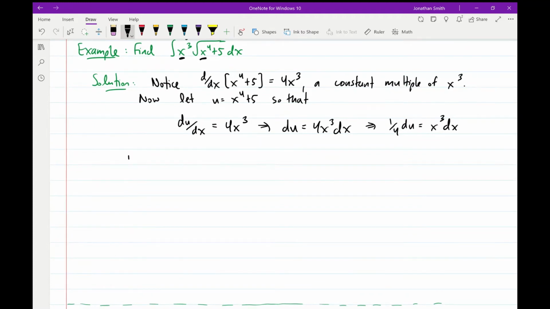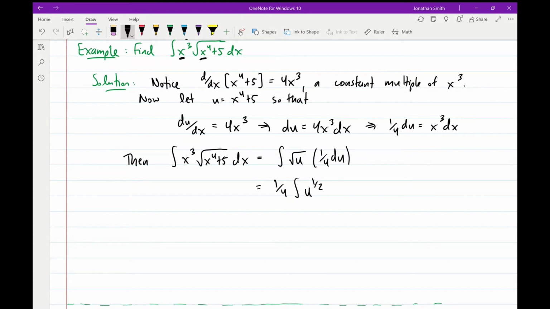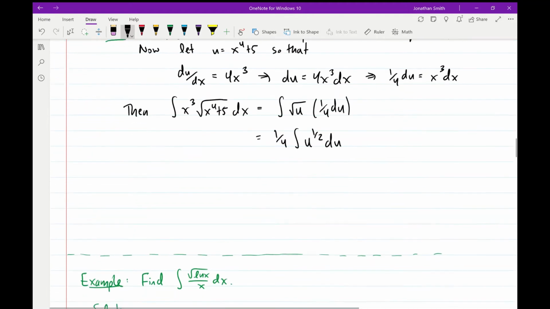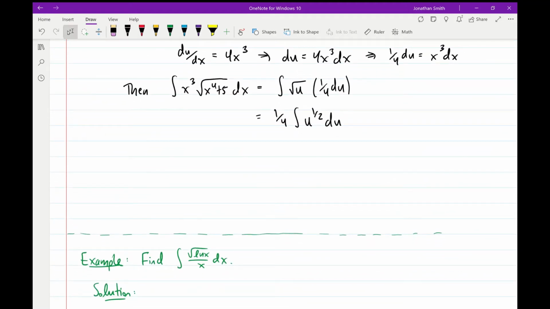And now I'm ready to substitute that in for x cubed dx. So let's do the substitution. I have my integral of x cubed times the square root of x to the 4 plus 5 dx, and now let's substitute. So this square root of x to the 4 plus 5 is going to become the square root of u, and then the x cubed times dx is going to give me 1/4 du. And now the 1/4 can be pulled out of this integral, and the square root of u will become u to the 1/2. So now I have 1/4 times the integral of u to the 1/2 du.